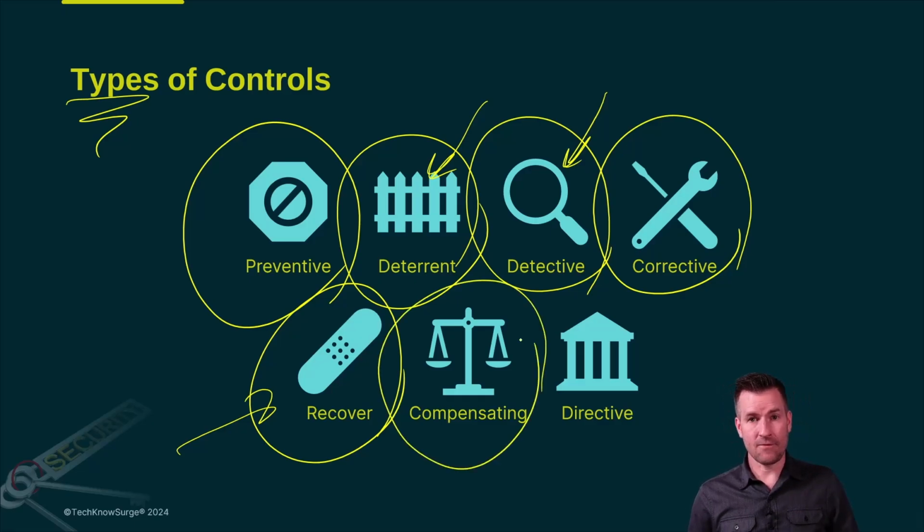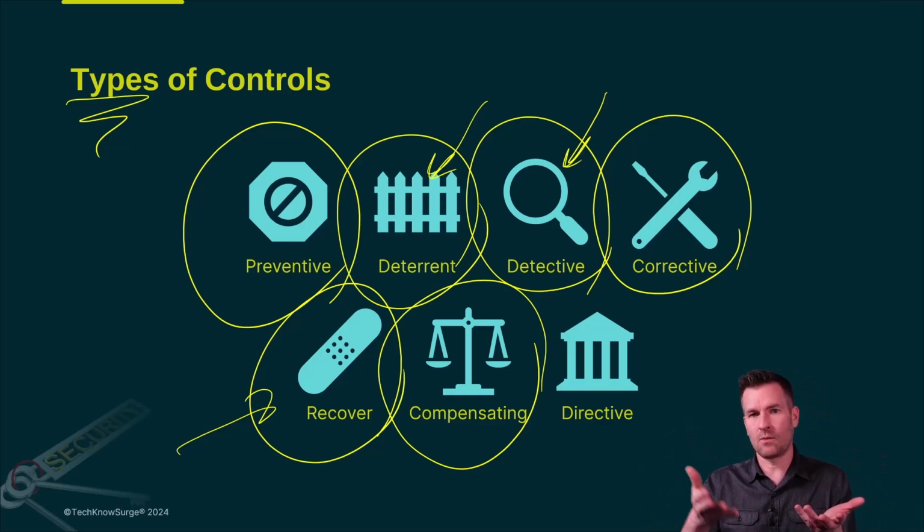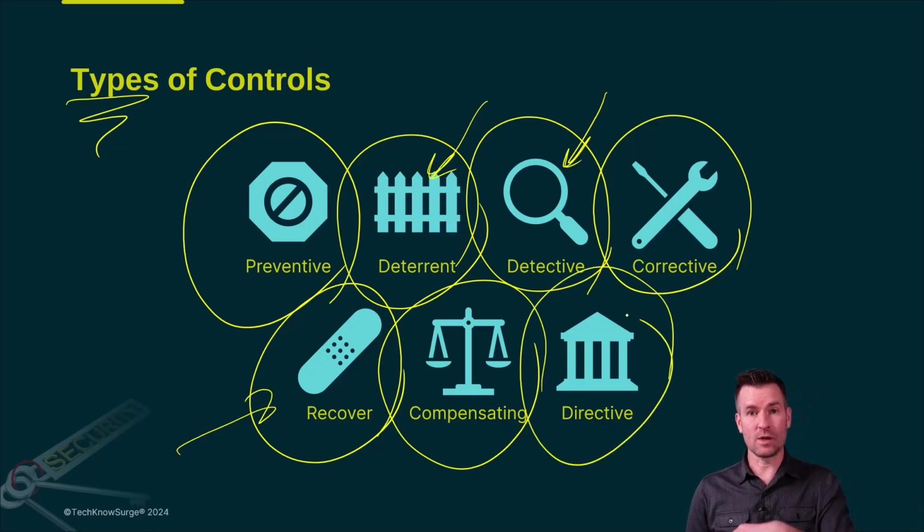Then we have compensating. Compensating is if you have an issue, you can compensate for it with something else. Like an insurance plan would be an example of this, where we're going to compensate for some sort of risk by bringing on an insurance company so it lessens that risk. If it were to happen, then we'd have some reimbursement there. Or directive, then that's something that we just have to do.